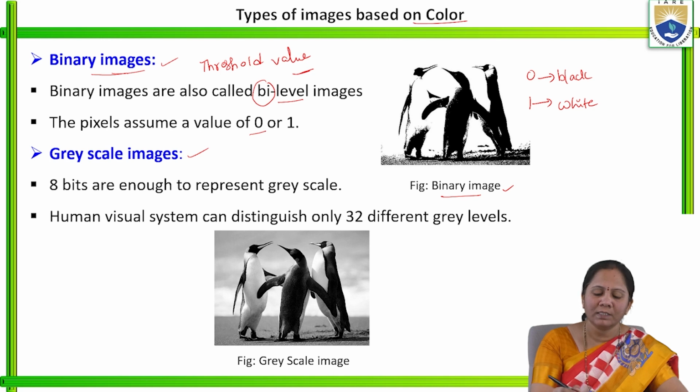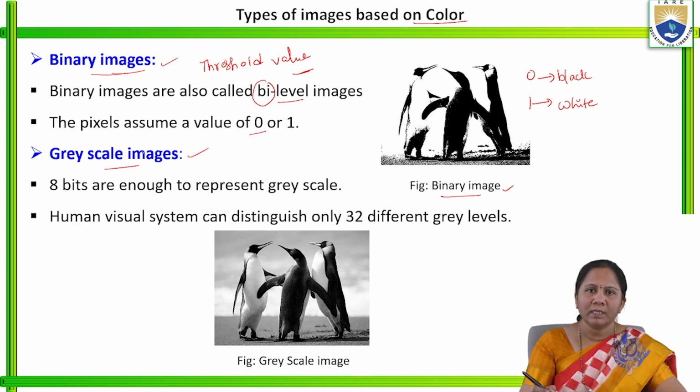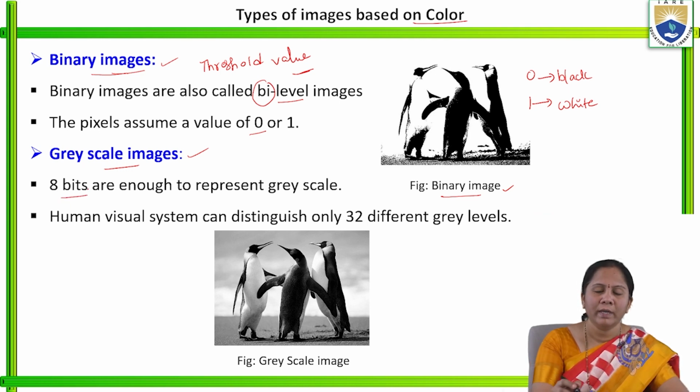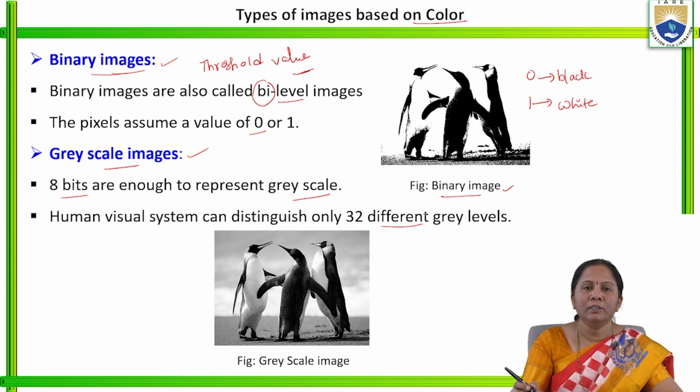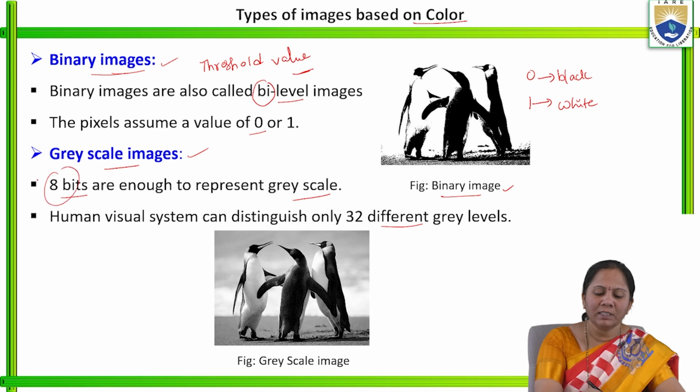Coming to the next type, that is grayscale images. Generally, grayscale images are represented in the form of 8 bits. Here the human visual system can distinguish only 32 different gray levels. As it is represented in terms of 8 bits, 2 power 8 is 256.